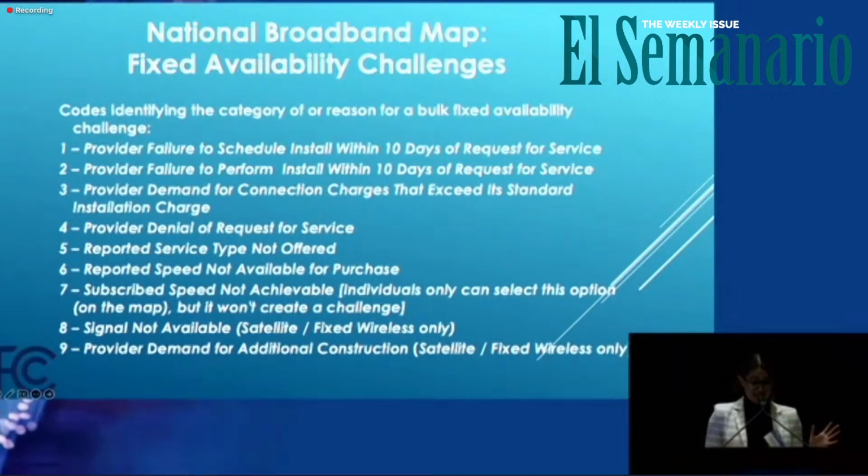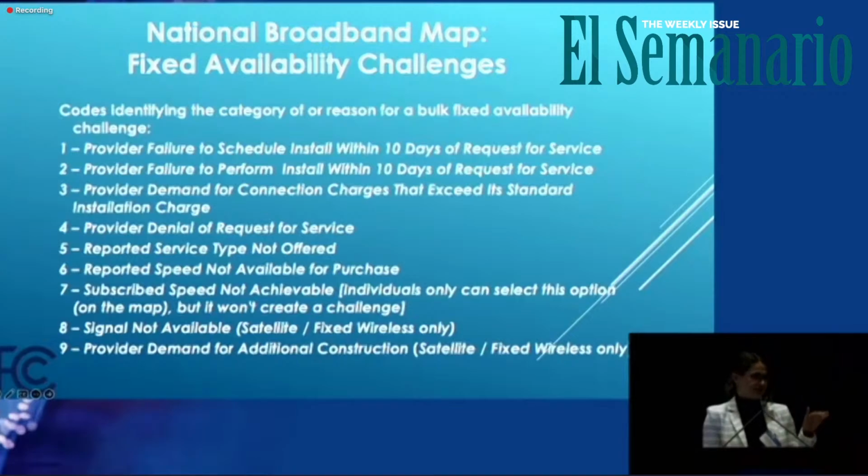Provider denied it outright. Provider reported service type not offered. So that would be where maybe on the map, the provider has reported fiber. But when you call, they say, actually, the only thing I can hook you up with is DSL, something like that. The reported speed is not available for purchase. So that would be like maybe on the map, they reported a maximum speed of 100/20. But when you call, they're like, actually, the highest package I can sell you is 25/3. So that 100/20 package or whatever they reported on the map is just not available.